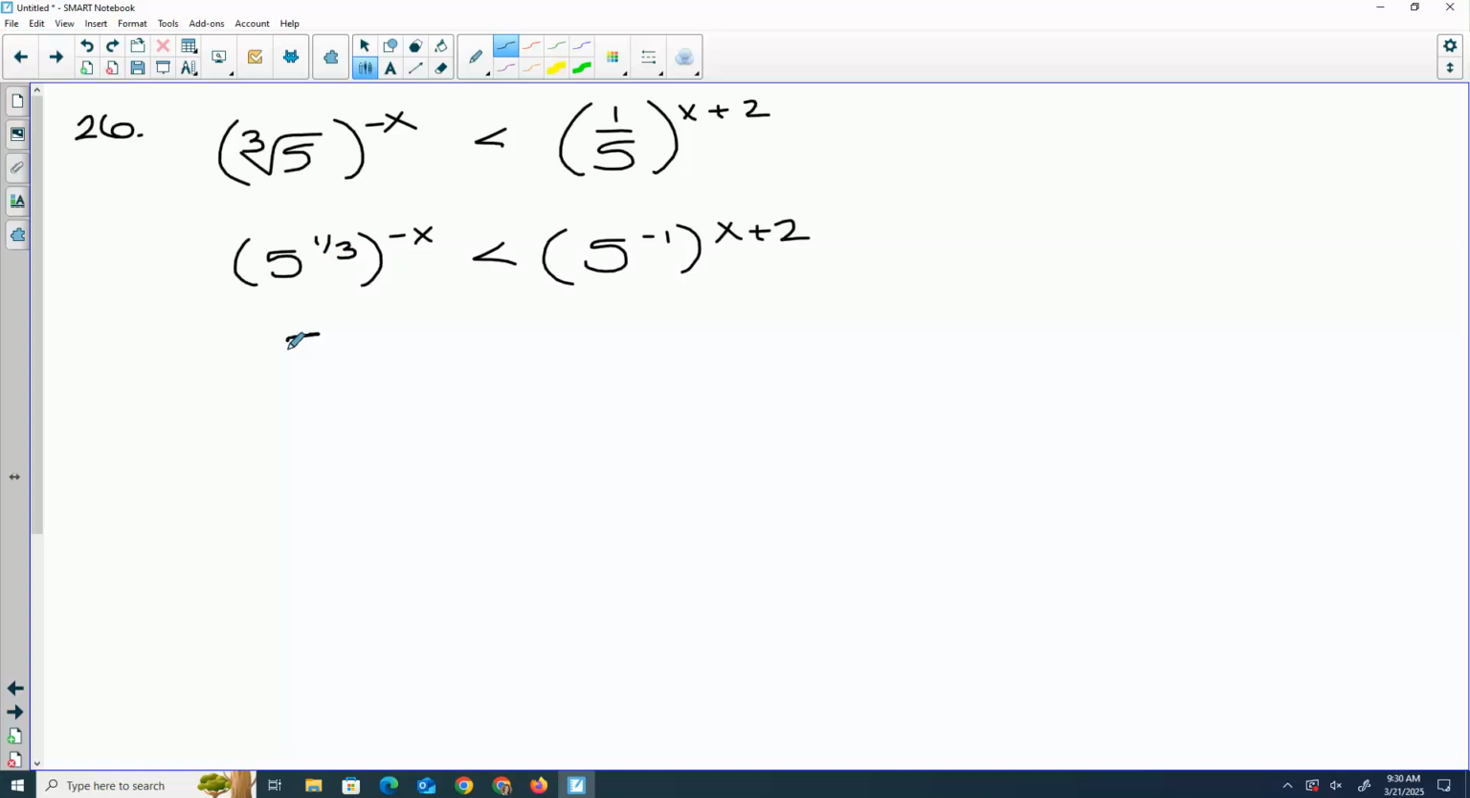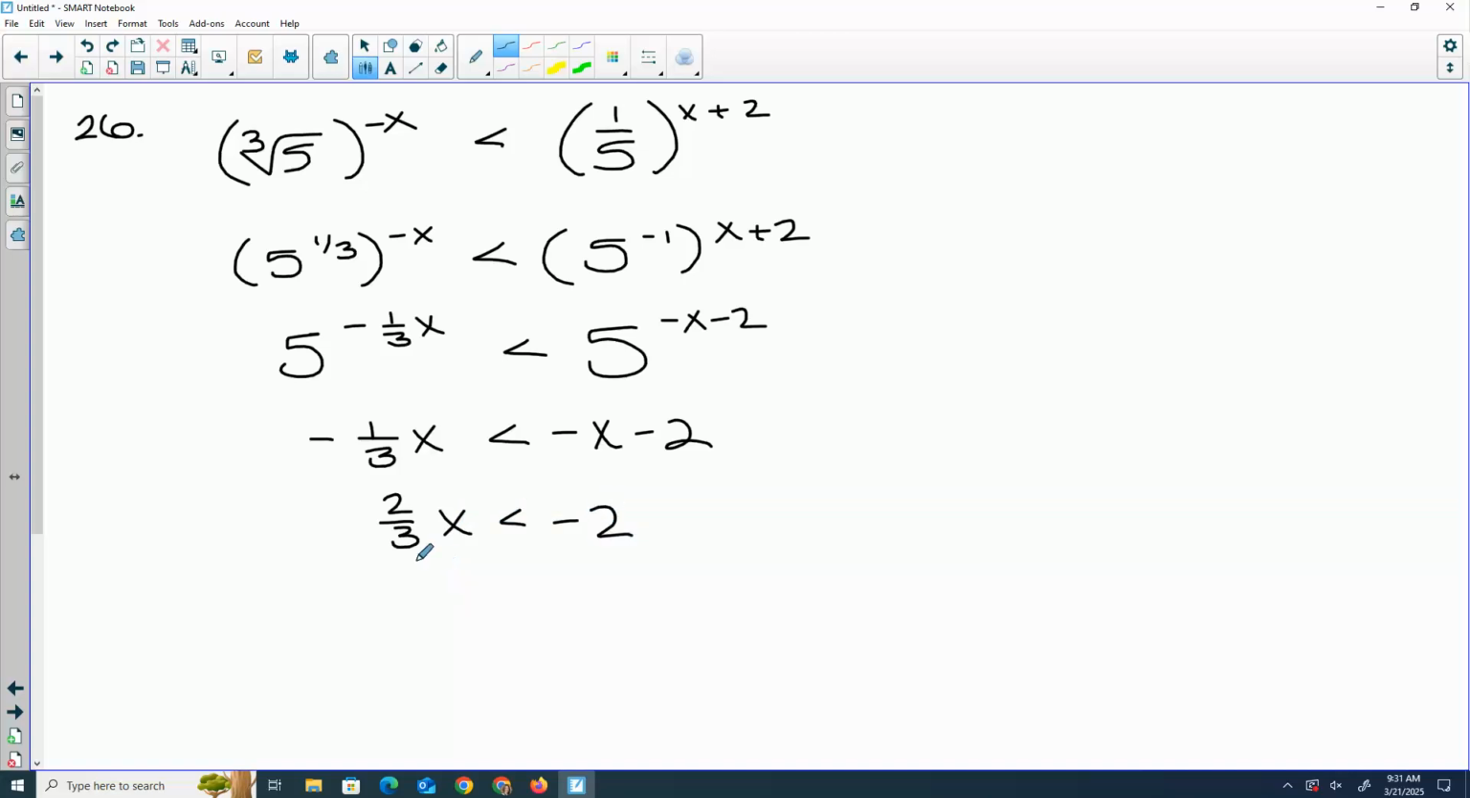So power to a power, you multiply. That's -1/3 x, or -x over 3. It's less than 5 to the -x minus 2. Since my base is bigger than 1, when I drop it, my inequality stays as it is. I add over my x, I get a positive 2/3. I'm just going to multiply by 3/2. Yeah, x is less than -3. Less than, so smaller, no equal to, so all parentheses, so -infinity to -3.